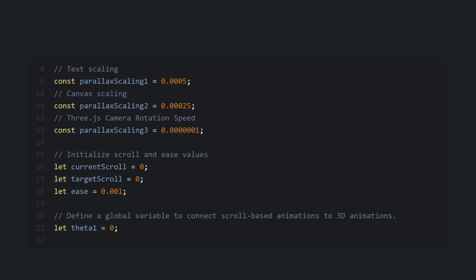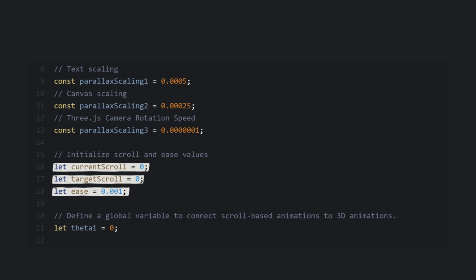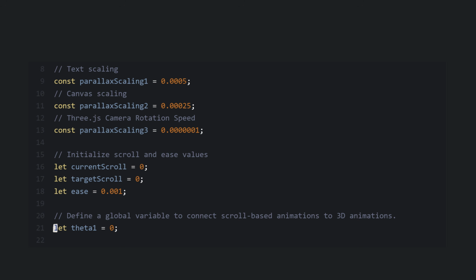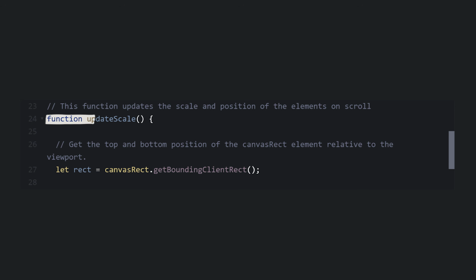Next we set our variables current scroll and target scroll. The ease variable helps us to control the smoothness of the transition between the current scroll and the target scroll later on. We also set the global variable theta1 that allows us to later animate the camera in Three.js. Now that we have defined the most important values for the moment, we can start our function updateScale.